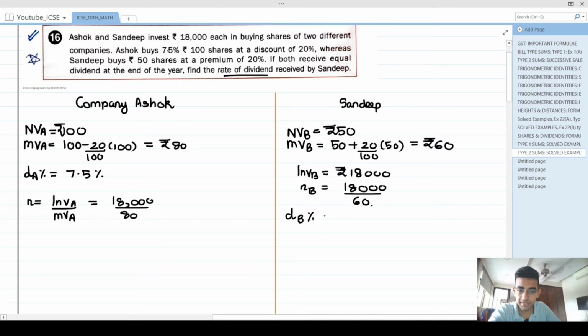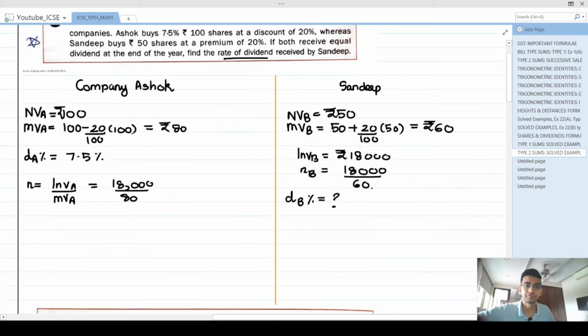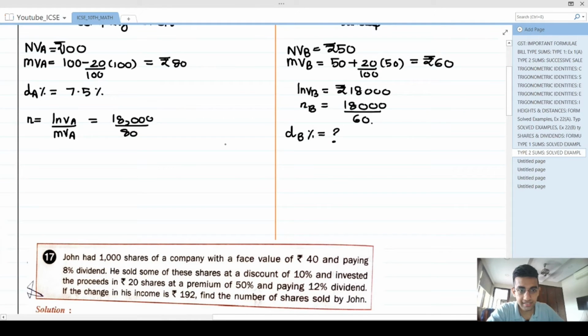Let DB percent be the rate we need to calculate. Now they've told us income of A is equal to income of B. So what is the formula for income? DA percent into NA into NVA is equal to DB percent into NB into NV of B. We have to calculate this DB percent.